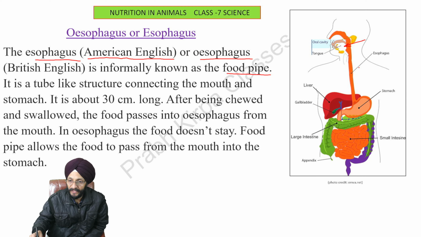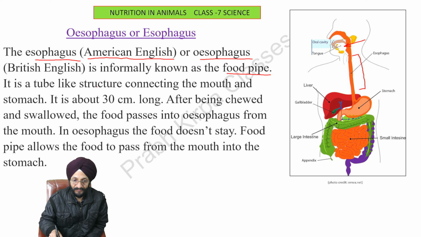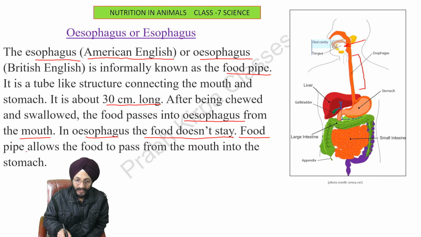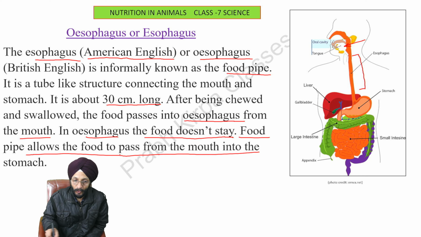As you see in the picture, this is a tube-like structure which connects the mouth and the stomach. It is about 30 centimeter long. After being chewed and swallowed in the mouth, the food passes into esophagus from the mouth. In esophagus, the food does not stay. Food pipe allows the food to pass from the mouth into the stomach.